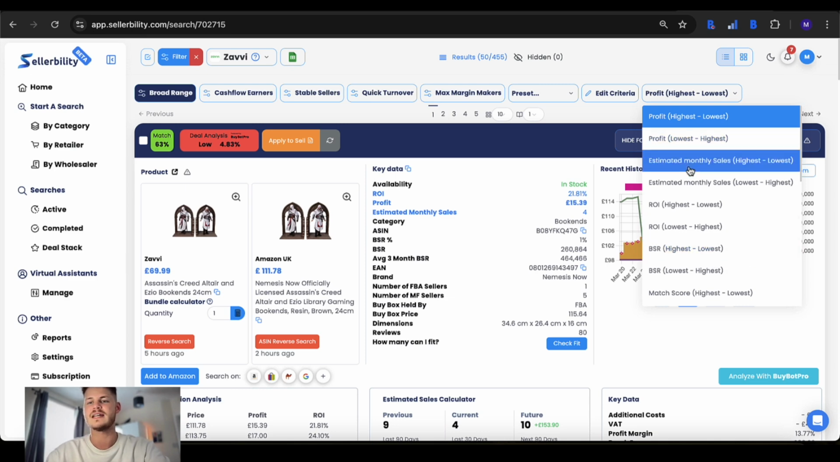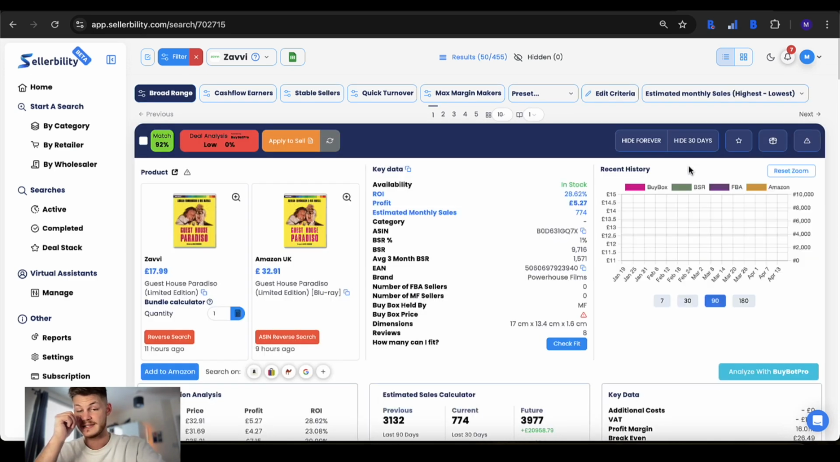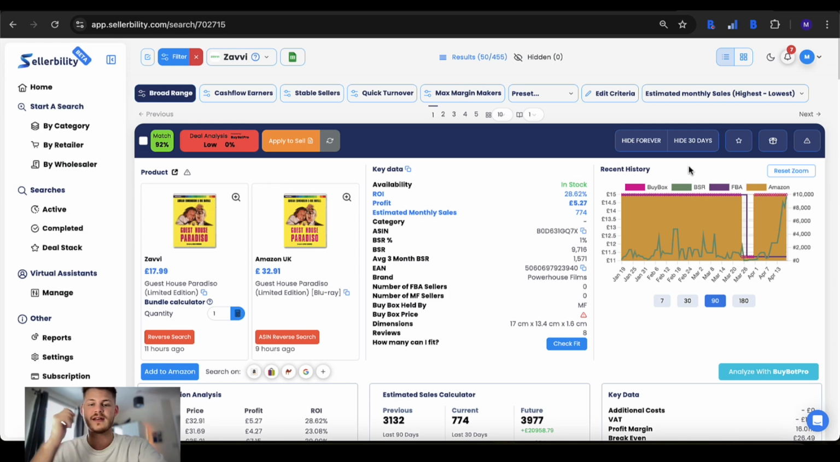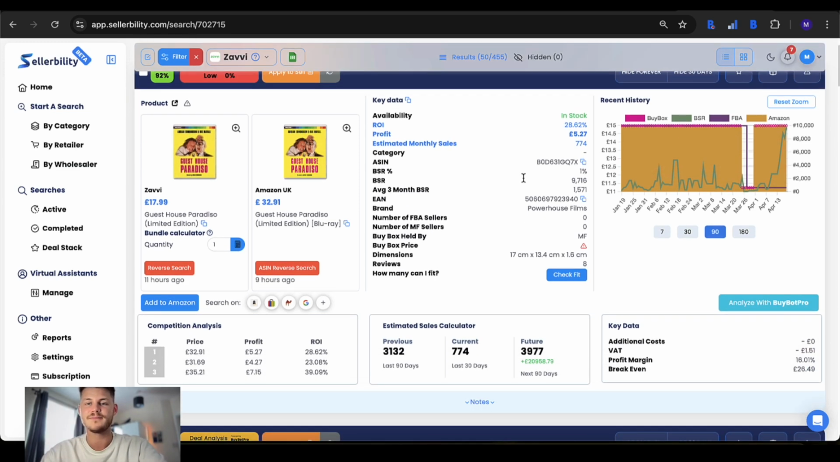So if we now take a look at the estimated monthly sales, so if we go from highest to lowest, now if we look at this item right here, I mean £5.27, I would happily take that. We can see that these sales are significantly higher. Now, whilst the profit is of course lower than the highest profitable item that we could see, we are going to actually see this profit just due to the amount of sales. It just makes sense. The two things go hand in hand. You can't really have one without the other.